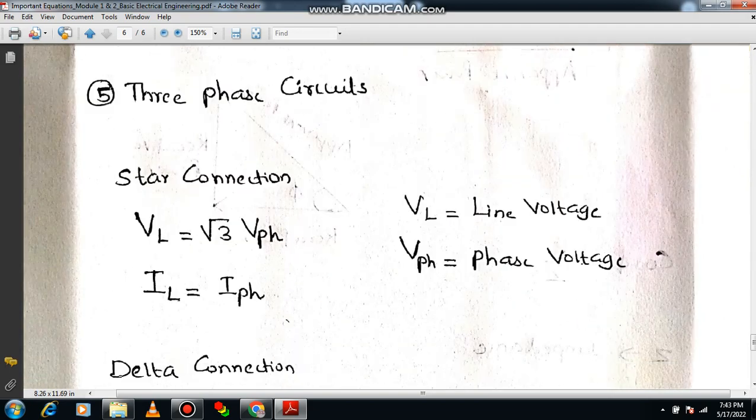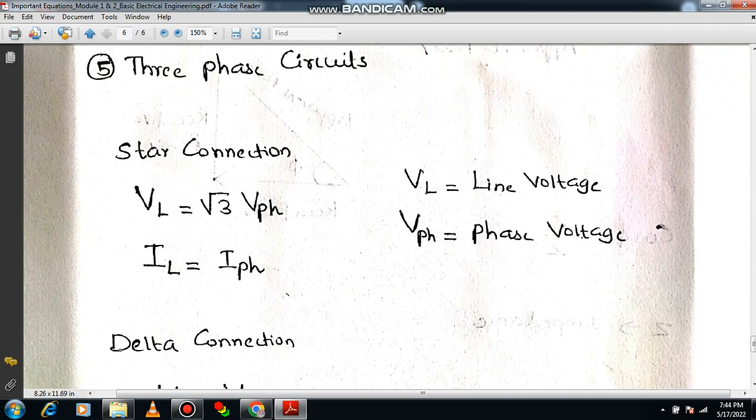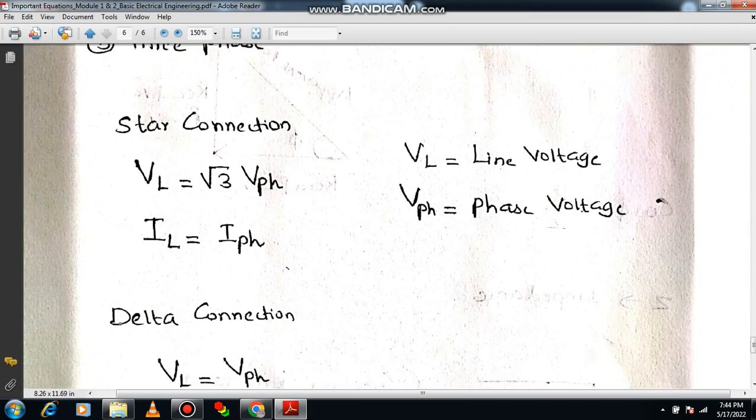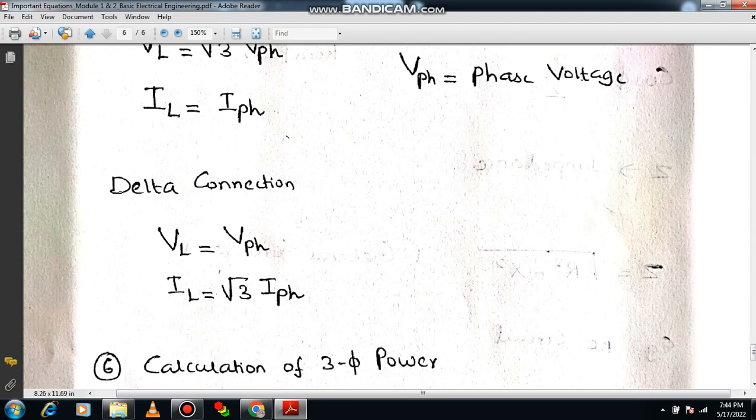In the case of a three-phase circuit, you need to know the star and delta connections. In star connection, we can write VL equals root 3 V phase, where IL equals I phase. In the case of delta connection, the line voltage and phase voltage will be equal, but the line current is equal to root 3 times phase current.